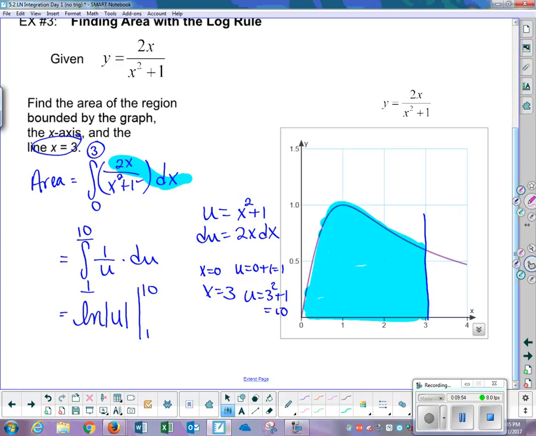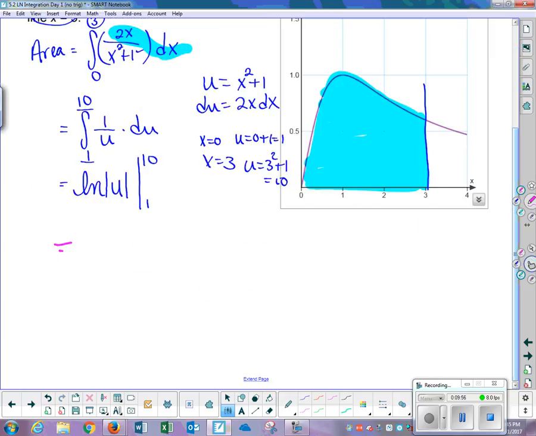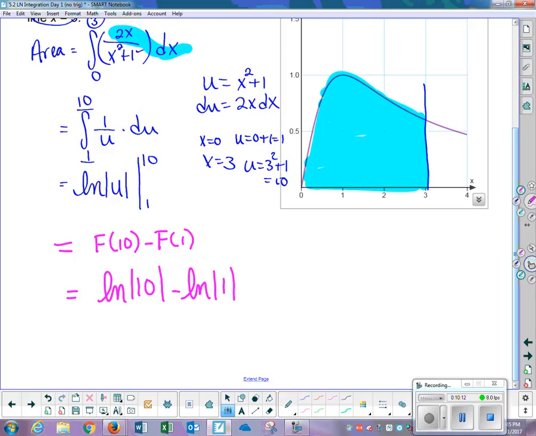And now we will substitute. We'll do our fundamental theorem of calculus, and we know that's going to be f of 10 minus f of 1. And for us, that's going to be the natural log of 10 minus the natural log of 1. Don't really need these absolute value signs. Natural log of 10 minus 0.